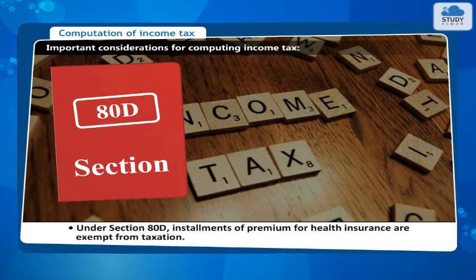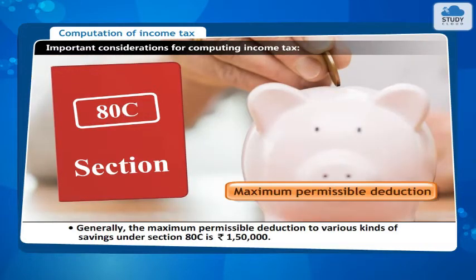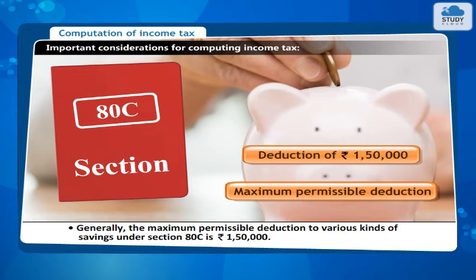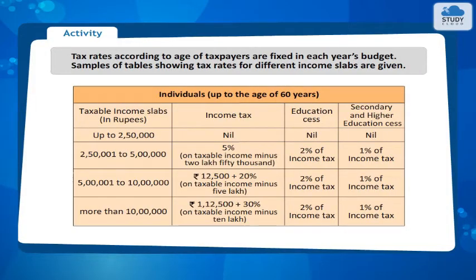Under Section 80D, installments of premium for health insurance are exempt from taxation. Generally, the maximum permissible deduction for various kinds of savings under Section 80C is Rs 1,50,000. Activity. Tax rates according to the age of taxpayers are fixed in each year's budget. Samples of tables showing tax rates for different income slabs are given.